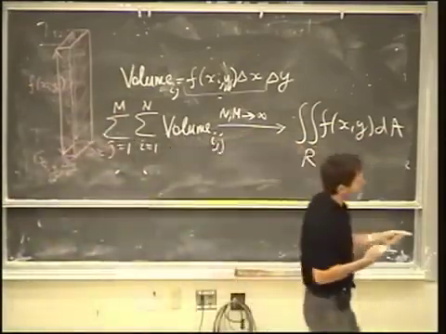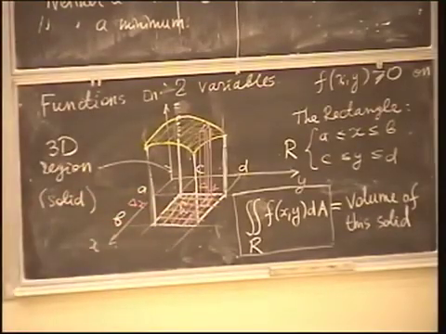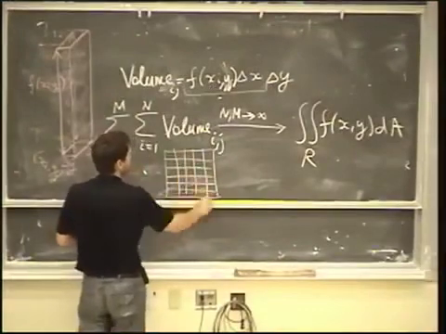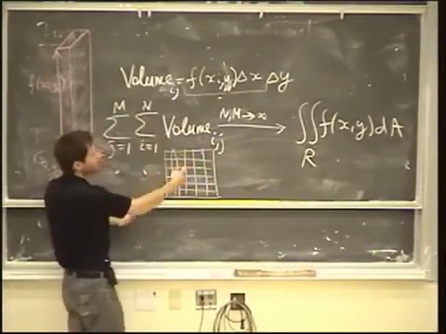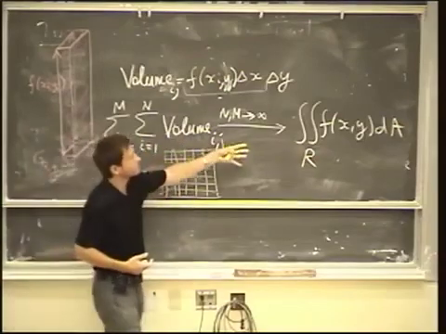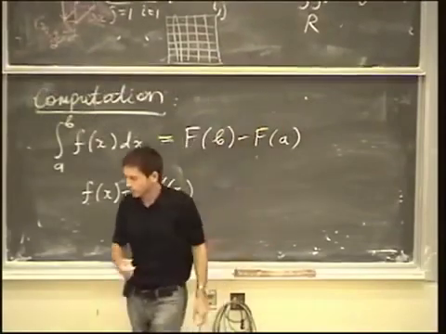Why is it a double summation? Because it is a summation over little rectangles in this grid. So this grid actually looks like this. There will be 1, 2, 3 up to n along this side, and 1, 2, 3 up to m along this side. So it's really a double sum. And in the limit, this double sum becomes a double integral. Any other questions? Okay.